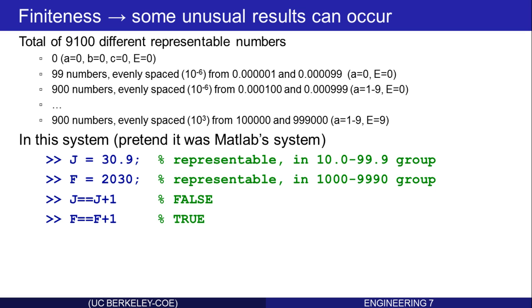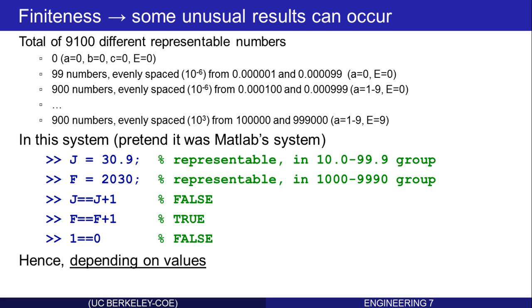What about F = F plus 1? Let's think about the right-hand side, F plus 1. The exact answer of F plus 1 is 2031. 2031 is not representable. The closest representable number to 2031 is 2030, which is F again. Therefore, this expression built of a relational operator will evaluate to true. However, if we evaluate 1 = 0, that clearly will be false. So, depending on values, F = F plus G can be true, while G = 0 is false.